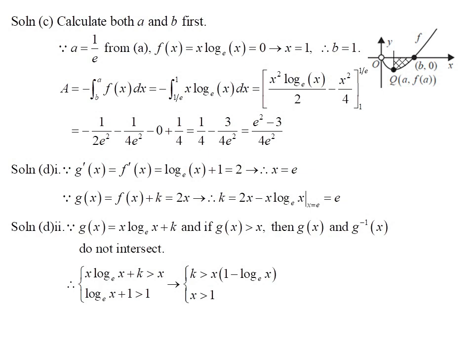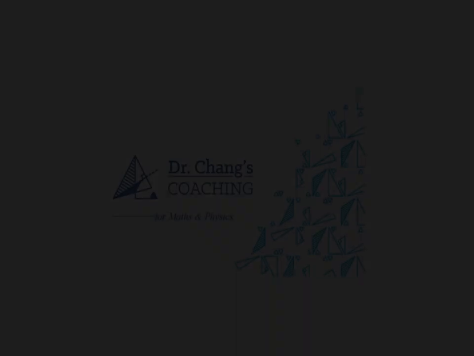Solving both inequalities, we obtain k is greater than x times (1 minus logarithm base e of x), and x is greater than 1. Therefore, k is greater than 1 times (1 minus logarithm base e of 1), which equals 1. So our conclusion is that when k is greater than 1, g(x) does not intersect with its inverse function.